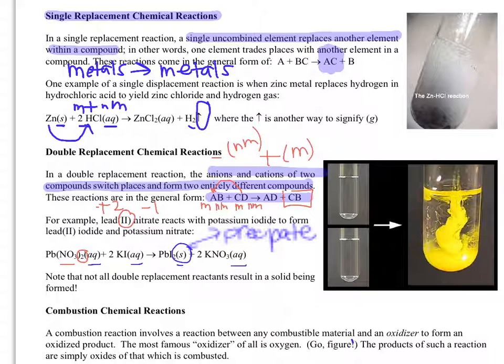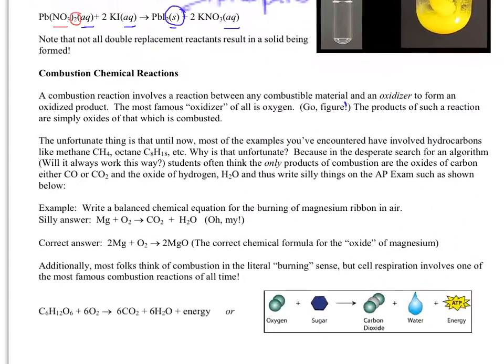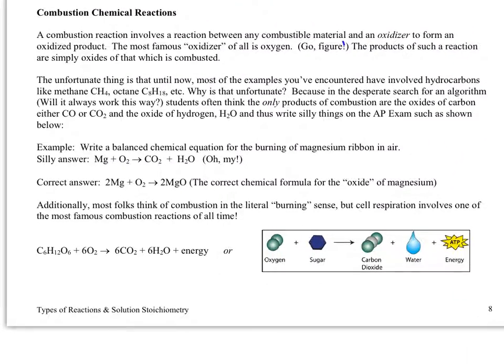Next up, we have combustion reactions. These are fun. We get to burn. A combustion reaction involves a reaction between any combustible material and an oxidizer. The most common oxidizer is going to be oxygen, and that's really the only oxidizer that we used last year. And I did give you a little white lie last year, and I said that the products of all combustion reactions are carbon dioxide and water, and that is not necessarily true.